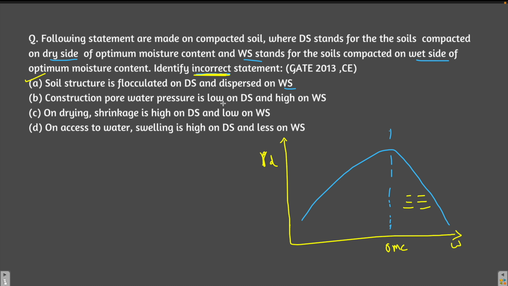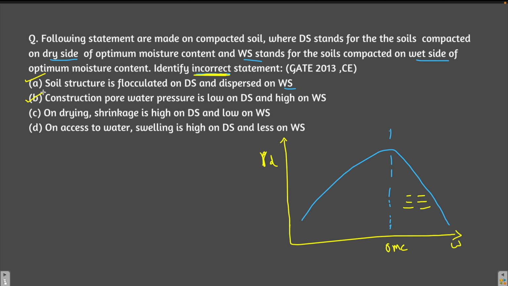Construction pore water pressure is low on the dry side and high on the wet side. What happens? On the drier side of the optimum moisture content, since the water content of the soil is very less, the pore water pressure is also less. On the wetter side of the optimum moisture content, the water content is high, so the pore water pressure is also high. So this statement is also correct.